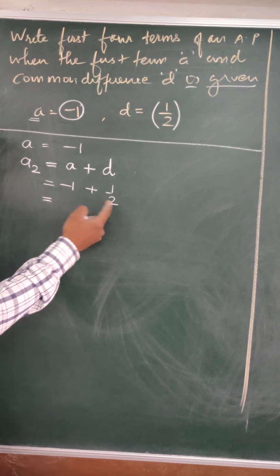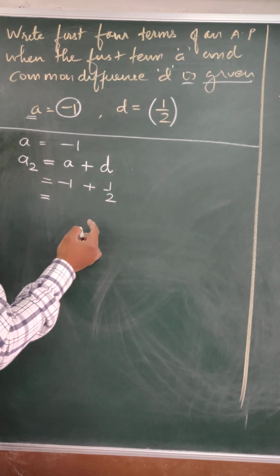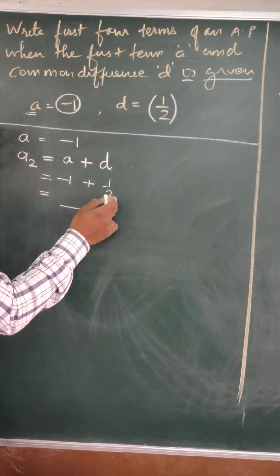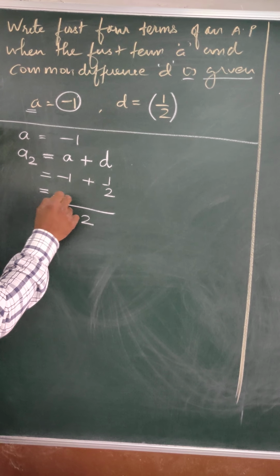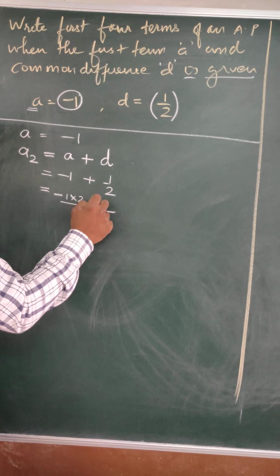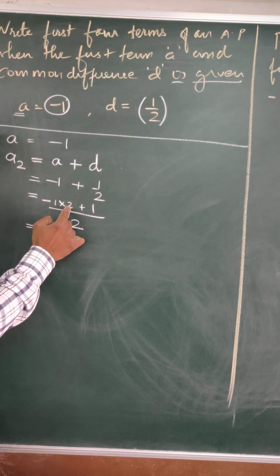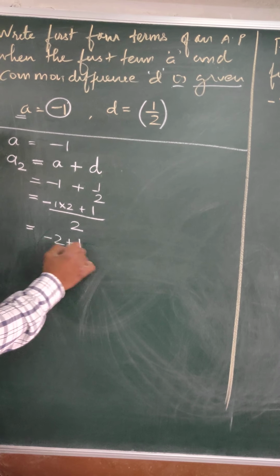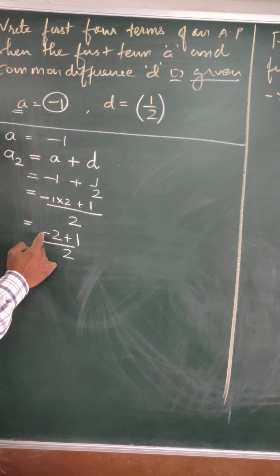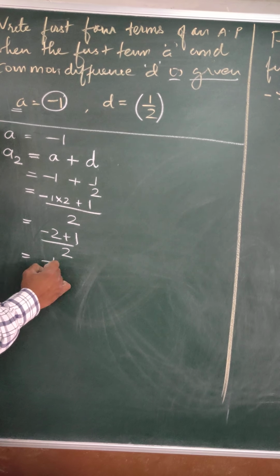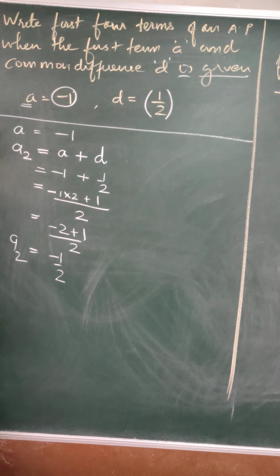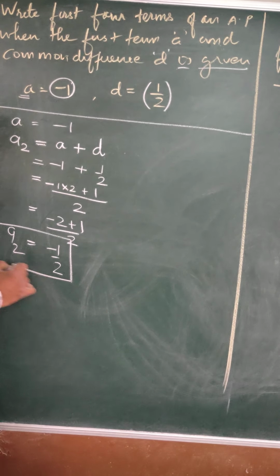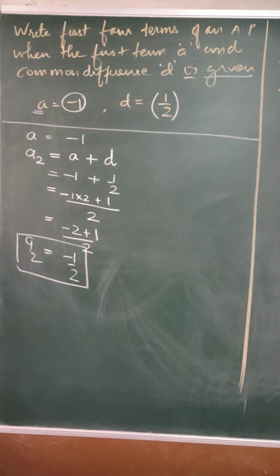Since it is divided by 2, I will take the LCM. The LCM will be 2. This is multiplied by 2, so this becomes -1 into 2 plus 1 by 2. So -1 into 2 is -2, plus 1 by 2. That is equal to -2 plus 1, which gives you -1 by 2. So your second term, denoted by A2, is -1 by 2.